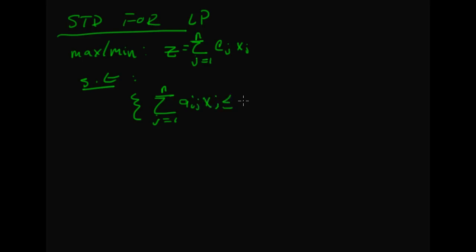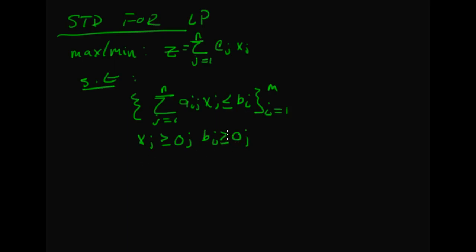Sum of aij xj less than or equal to bi, where i is going from 1 to m. So we have m constraints. We're also going to make it so that all the xj's are positive, all the bi's are also positive, and that's kind of how we work with this.